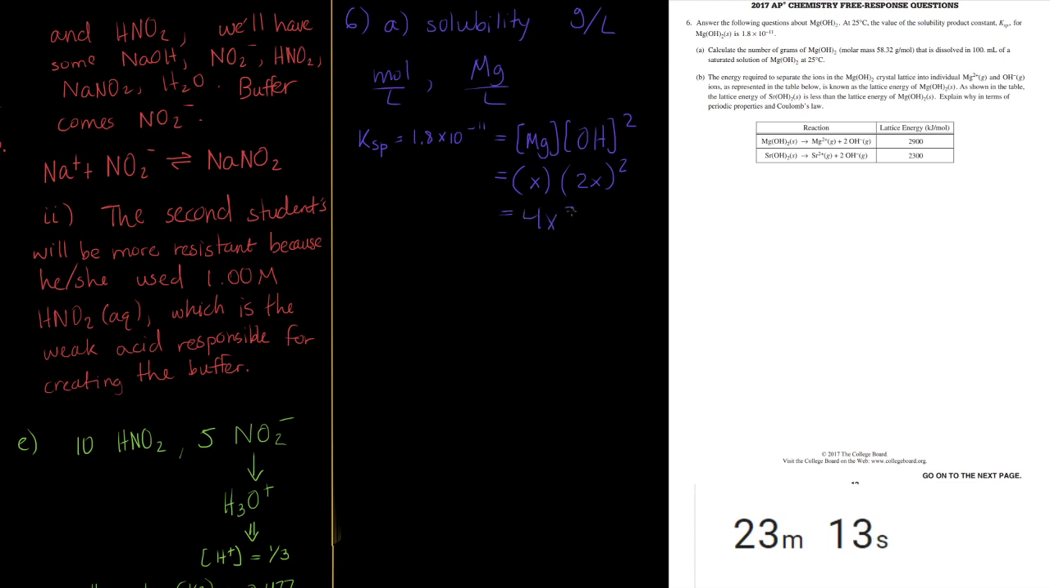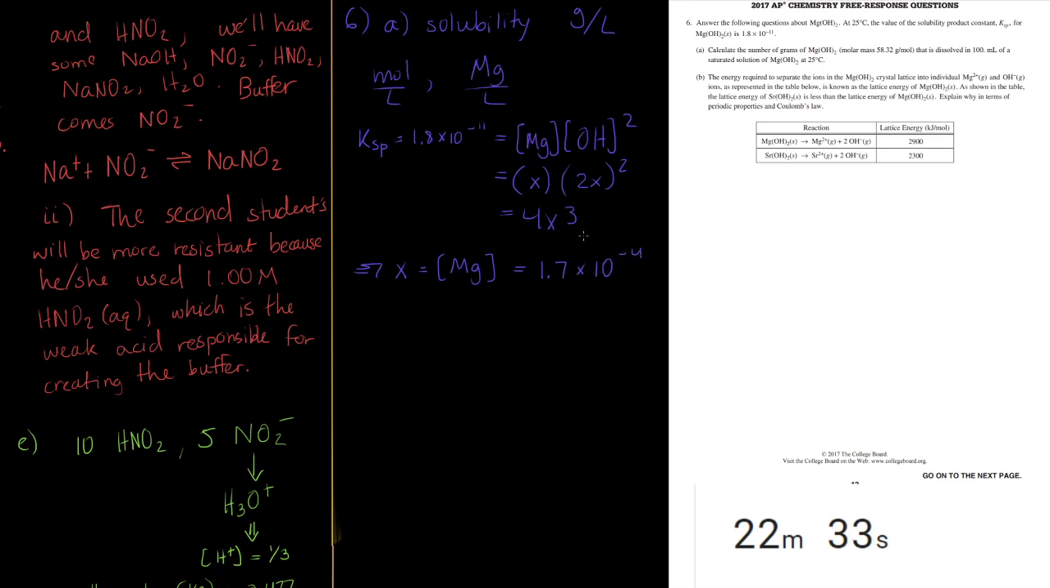So 4x cubed. That tells us that we take 1.8 times 10 to the negative 11, just typing this into my calculator. Sorry about the delays. And we divide that by 4. And then we take a cube root of it. That tells us that x, which is equal to the concentration of magnesium, equals, to 2 sig figs, 1.7 times 10 to the negative 4.